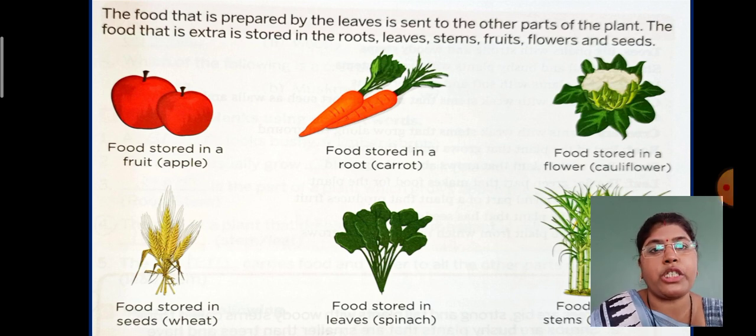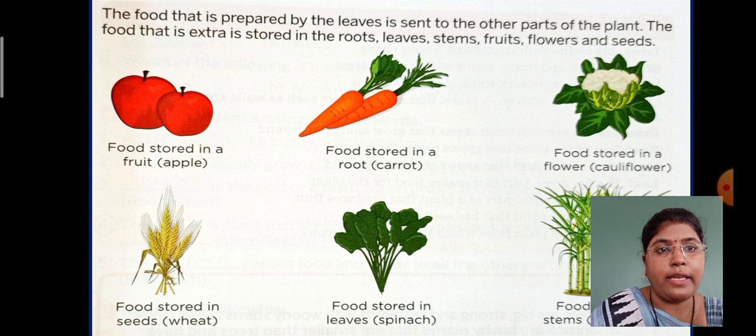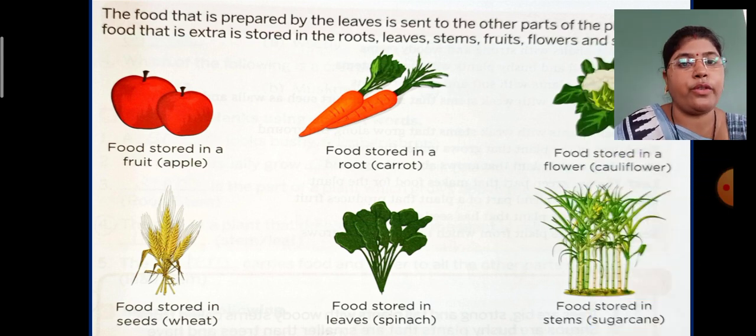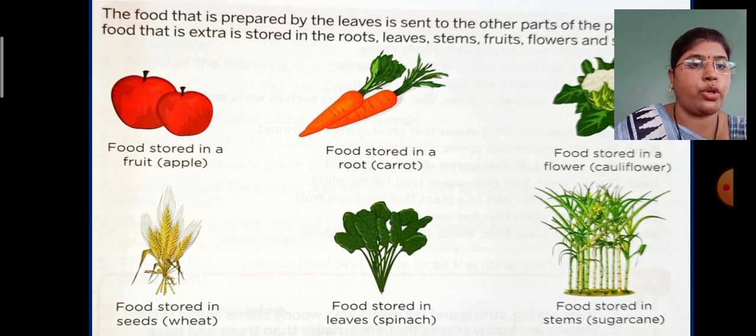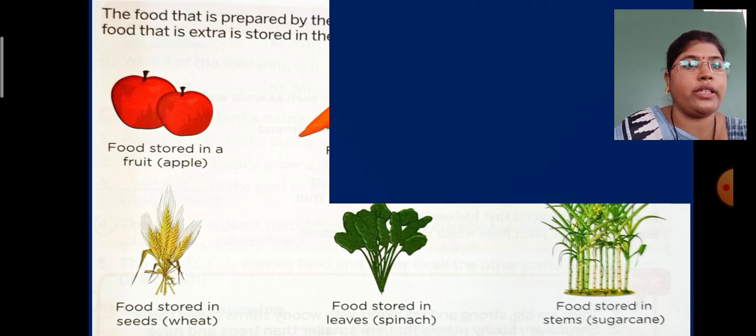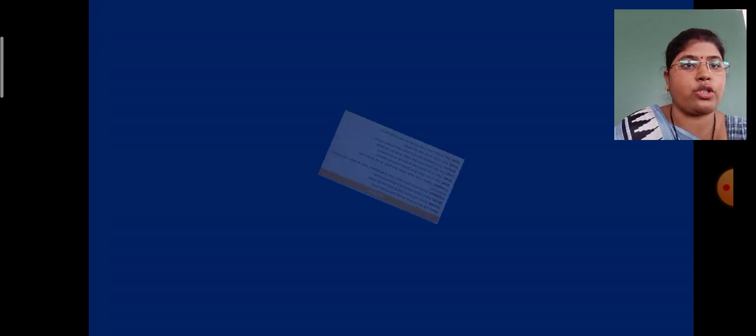So extra food which is stored in the fruit, for example apple, and the food which is stored in the root, example carrot, and the extra food which is stored in the flower, the example is cauliflower. Okay, and the food which is extra and stored in seeds, examples are wheat, maize, etc. And the food which is stored in the leaves, like fenugreek, coriander, spinach, and the food which is stored in the stems is like sugar, sugar cane. Okay, so these are the different examples in which the extra food is stored.